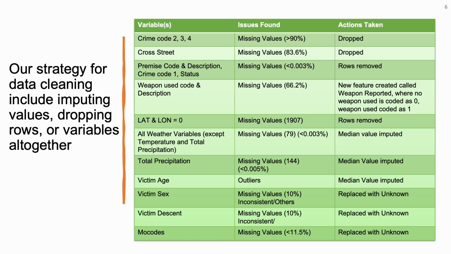Similarly, a combination of latitude and longitude with 0 values indicates null data. So we have to remove them. There are 1,907 records. We imputed median values for victim age, total precipitation, and other missing weather records. And then for victim descent and sex, we replaced the missing values with unknown.